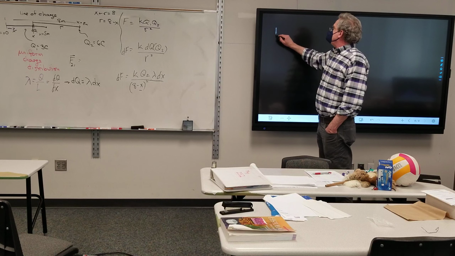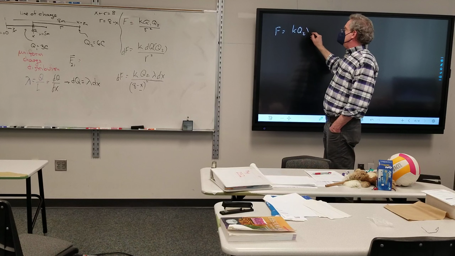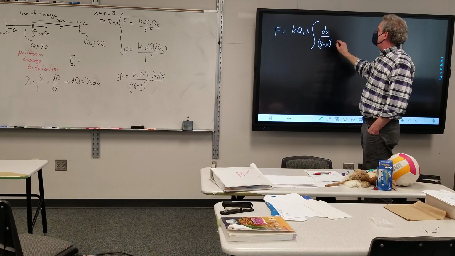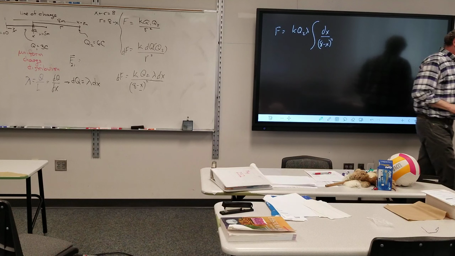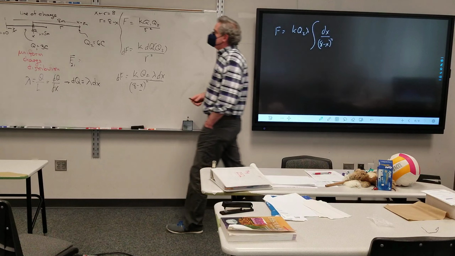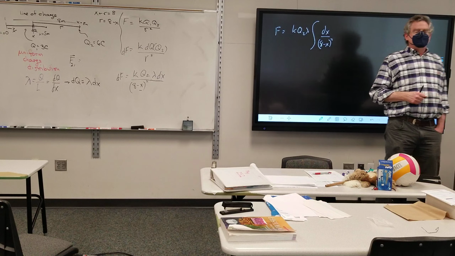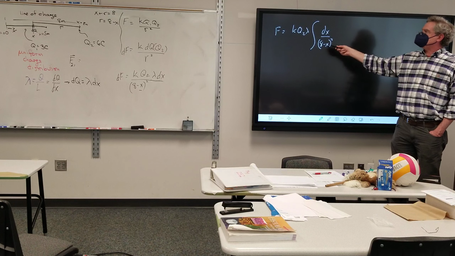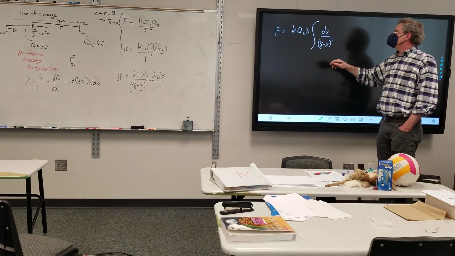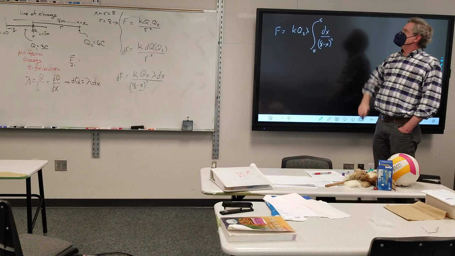So to find the magnitude of the force, I'll pull my constants out, k Q2 lambda, and then integrate dx over 8 minus x squared. I now have a single variable. We now do limits of integration. What is the smallest value of x? 0. And the largest is 5, since x is the distance along the rod. So 0 to 5.